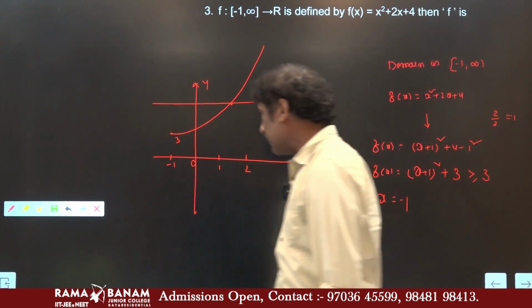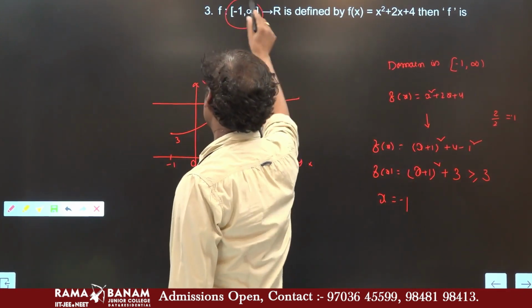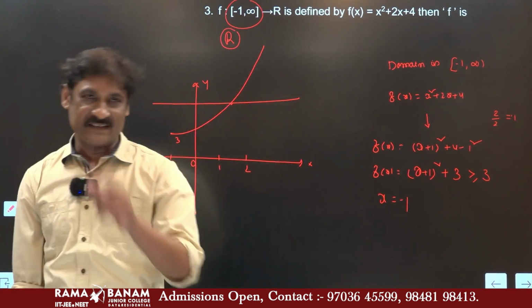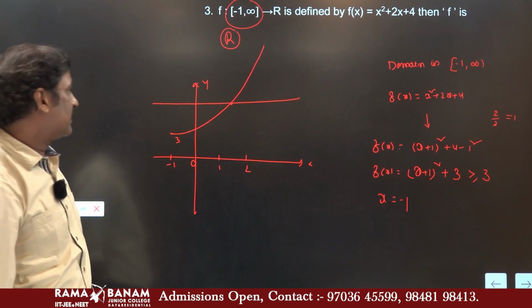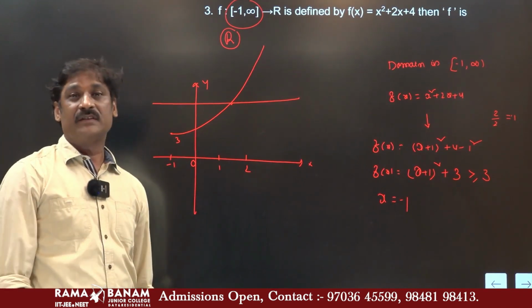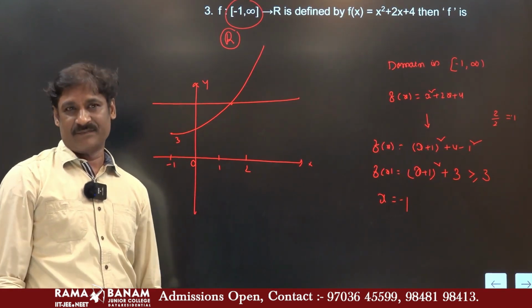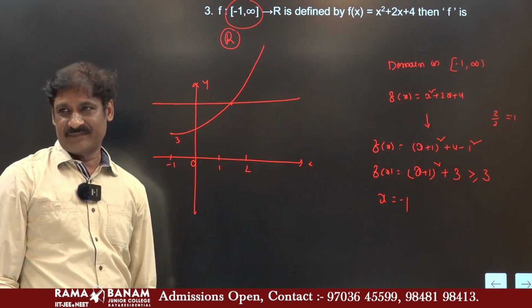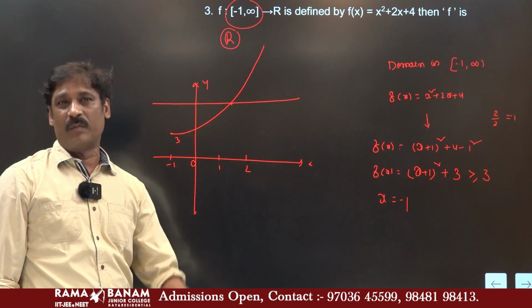Suppose, same question, when the domain changes, then what is going to happen? This is a very important point. You see, when you find out whether it is one-one or not, compulsorily you need to check the domain of the function. When the domain changes, the answer will change. This completely depends upon the domain only.